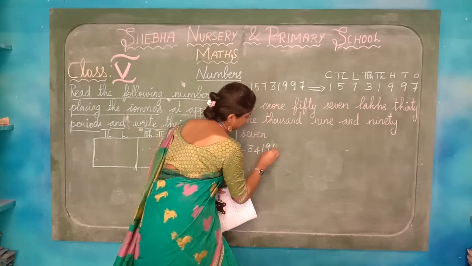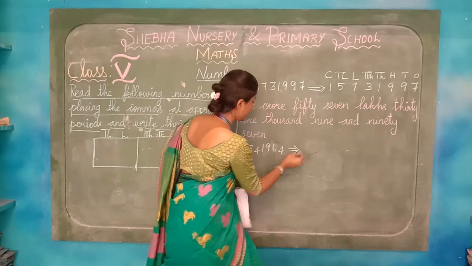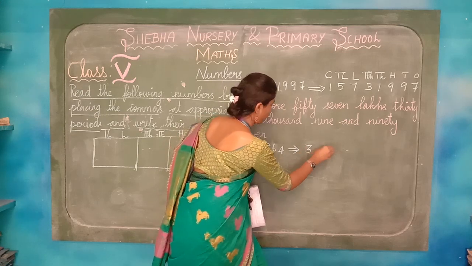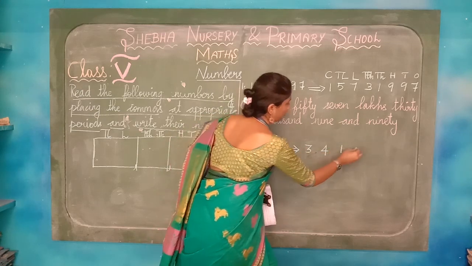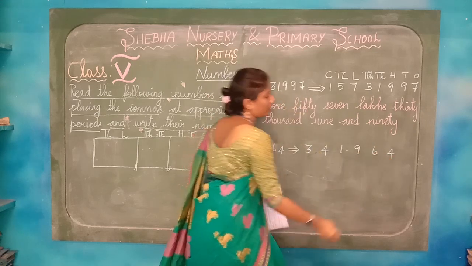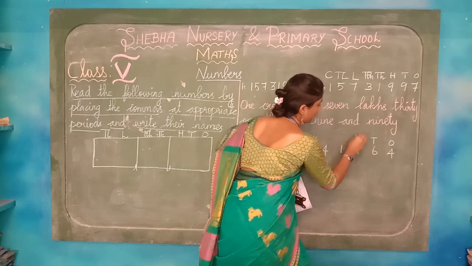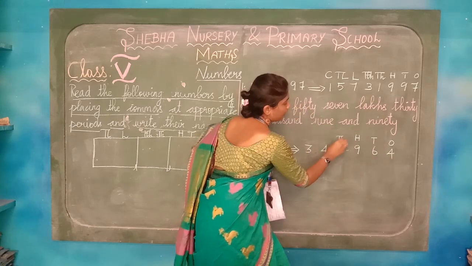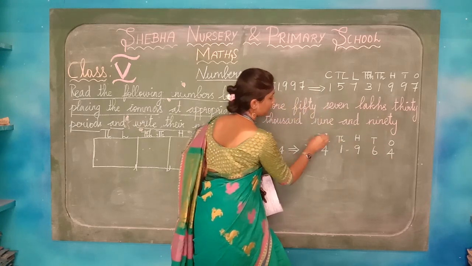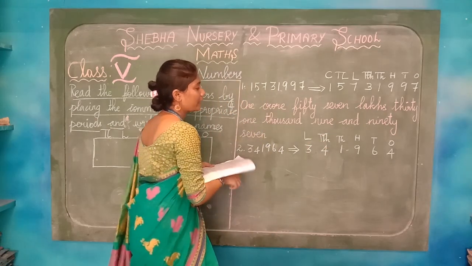First you have to write the number 3 4 1 9 6 4. Right above the numbers: ones, tens, 100, 1000, 10,000, lakh. Okay children, next we have to write the names.